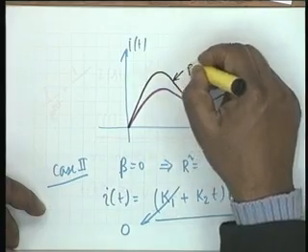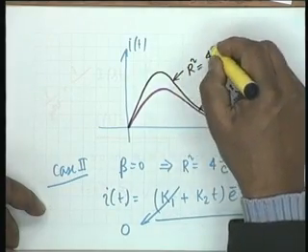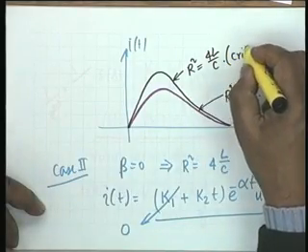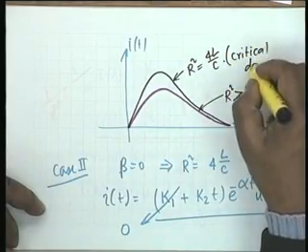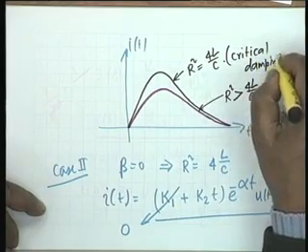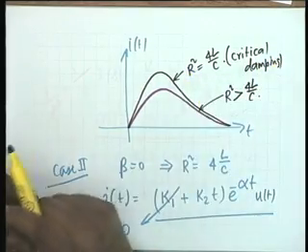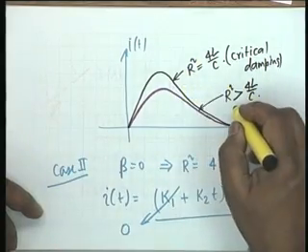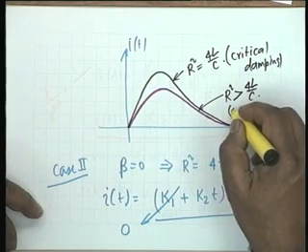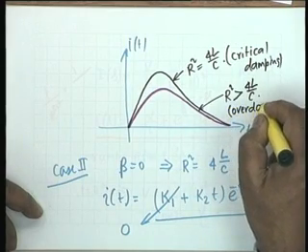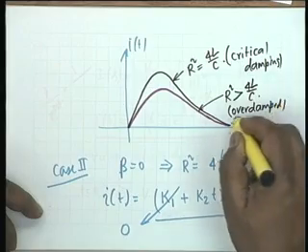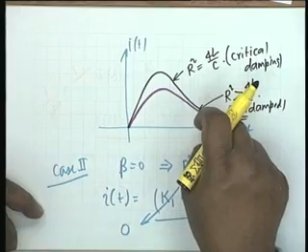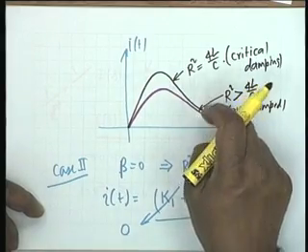Ultimately, of course, it dies down to 0. So this is the case for r squared equal to 4L by C, and this case is called the case of critical damping. This is the critical value of resistance below which the response would be damped. This case is called over damped response. That is, the adjective over stands for more than critical. That is, the resistance in this circuit is more than the critical value.